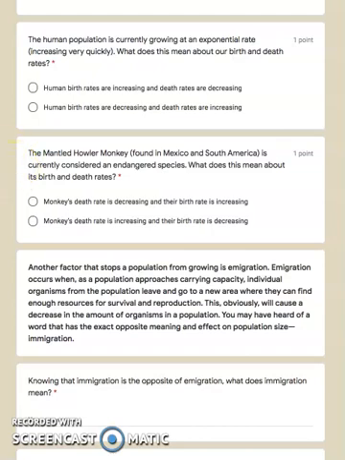Two. The mantled howler monkey, found in Mexico and South America, is currently considered an endangered species. What does that mean about the birth and death rate? Remember, endangered species means that there's not many of them left. Does that mean that the monkey's death rate is decreasing and their birth rate is increasing? Or does it mean the monkey's death rate is increasing and their birth rate is decreasing?